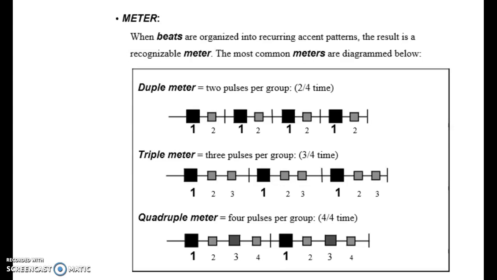So I have in 2/4 time 1, 2, 1, 2, 1, 2, 1, 2. So I have 2 pulses per group. Triple time is my minuet or my waltz, because it's 1, 2, 3, 1, 2, 3, 1, 2, 3. And then 4/4 time, my quadruple time, my march, 1, 2, 3, 4, 1, 2, 3, 4, 1, 2, 3, 4.